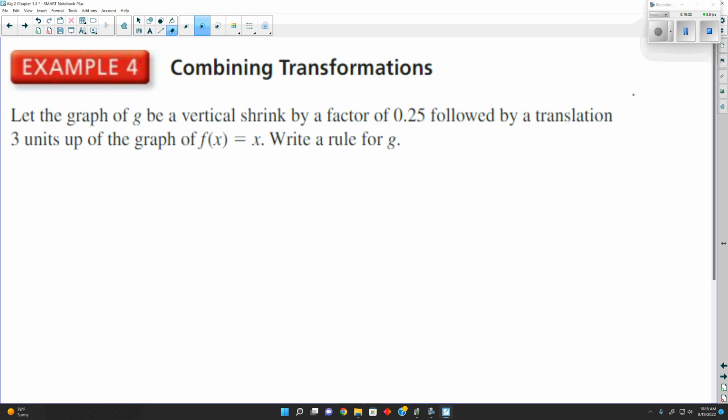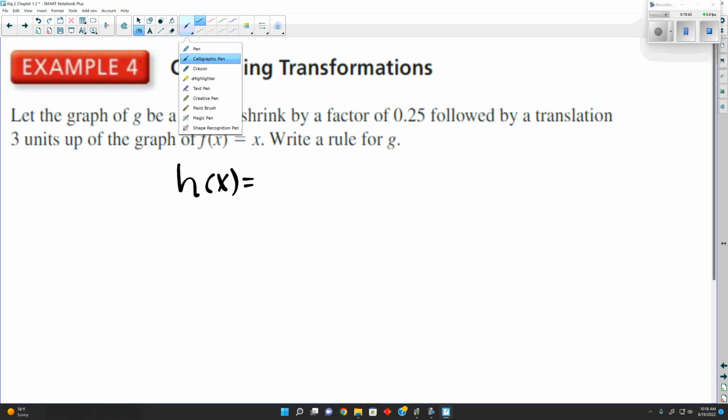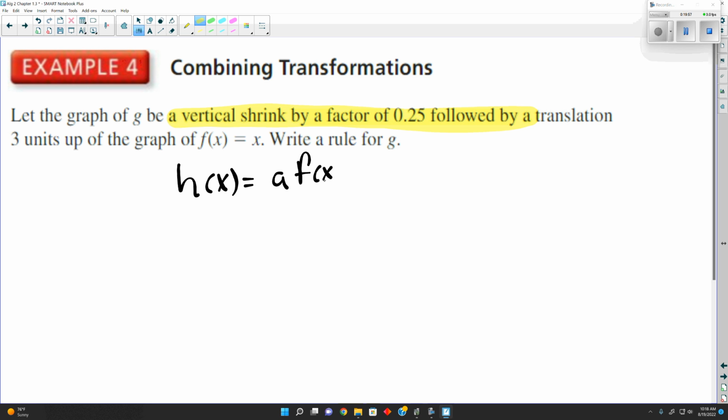So our finished function, we'll be calling it g of x. So for the first one, I'm going to say h of x is equal to, because the first thing we're going to do is this vertical shrink by a factor of 0.25. So when we talk about vertical shrink or vertical stretch, we're talking about a times f of x, the function we're starting with.